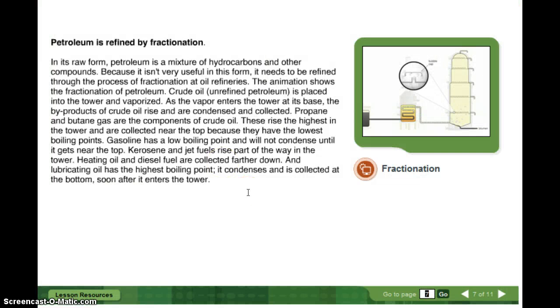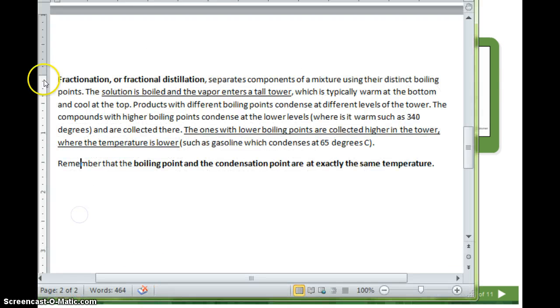All right. Okay, so let's add some fractionation to our notes. I copied this from the previous slide. Fractionation, or fractional distillation, separates components of a mixture using their distinct boiling points. The solution is boiled and the vapor enters a tall tower, which is typically warm at the bottom and cool on top.